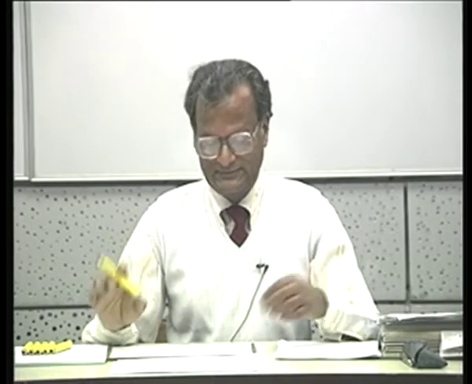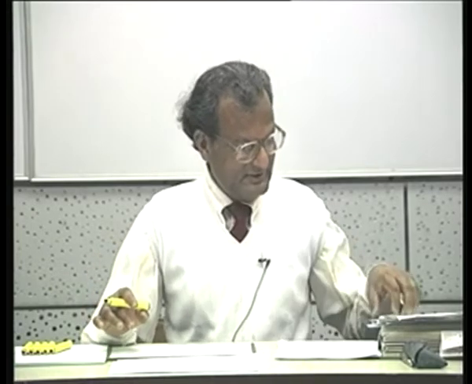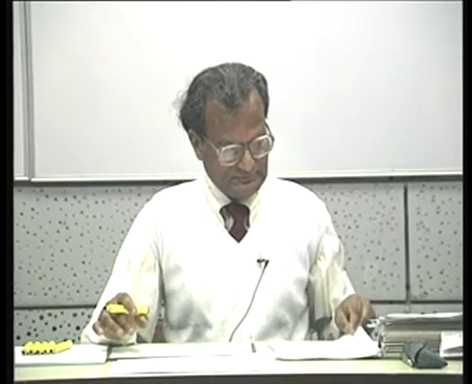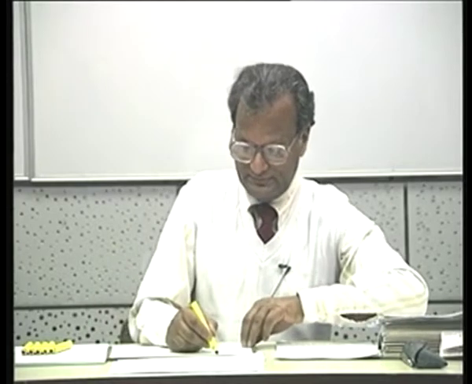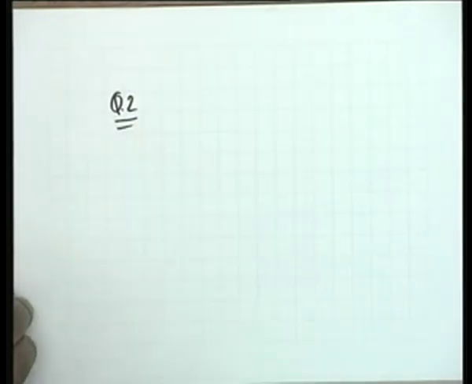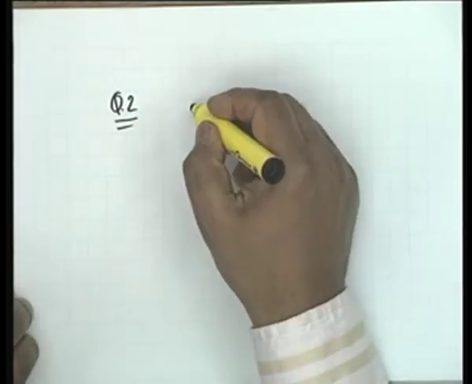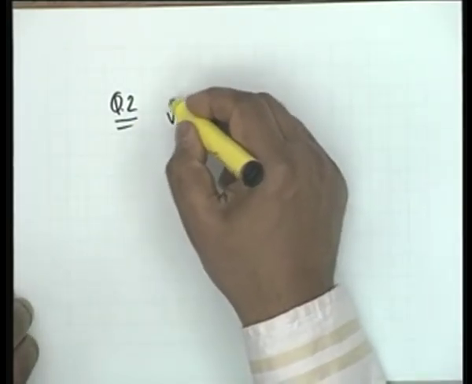It could be a triangular voltage source. We don't care. It could be a current source. There is no way that it can be distinguished from. Question number 2. Question number 2 is, the first part was absolutely simple.